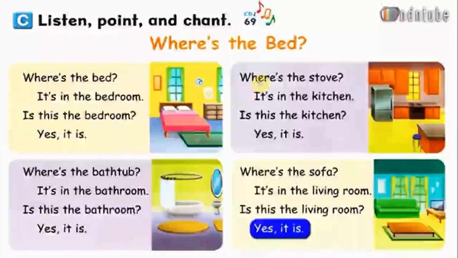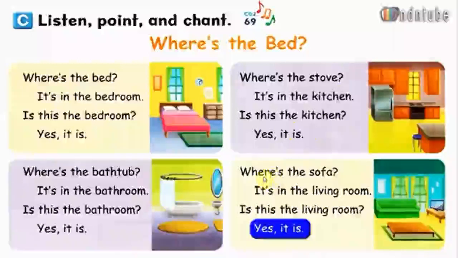Where is the stove? يعني شنو stove? What is the meaning of stove? Stove هذا يعني الطباخ. Is it in the kitchen? It is in the kitchen. Is this kitchen? هل هذا المطبخ؟ Yes, it is. نعم هو كذلك.